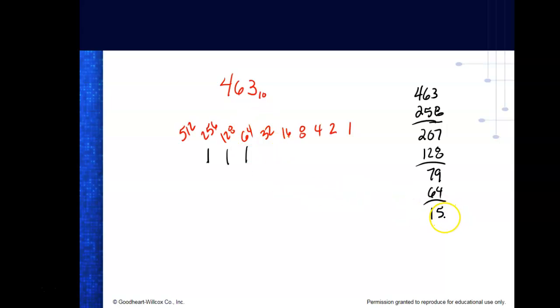Can I subtract the 32 from 15? No. Can I subtract the 16 from 15? No. Can I subtract an 8? Yes. What does that leave me? What's that? 7. Well, I can do that. That's a 7: 4, 2, 1 makes 7. So that's the binary number.